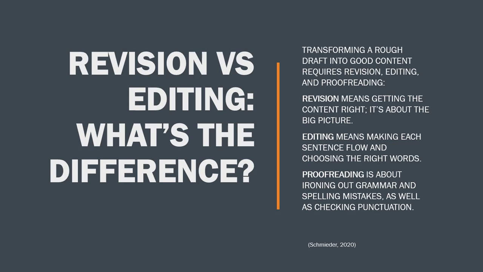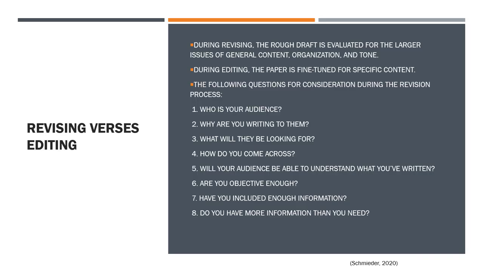Transforming a rough draft into good content requires revision, editing, and proofreading. Revision means getting the content right. It's about the big picture. Editing means making each sentence flow and choosing the right words, more specific, little picture. And proofreading is about ironing out grammar and spelling mistakes as well as checking punctuation.